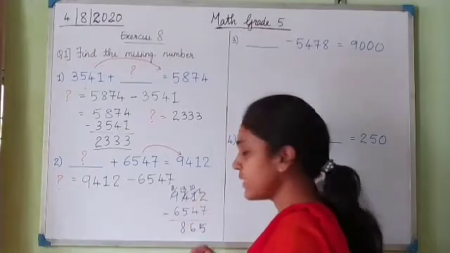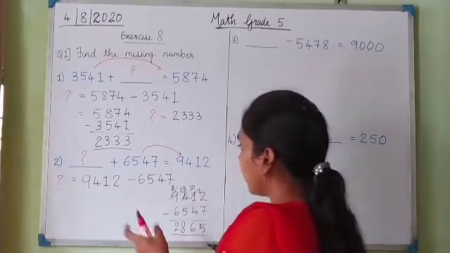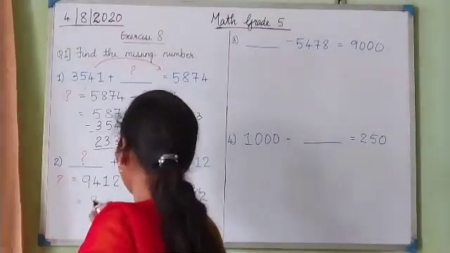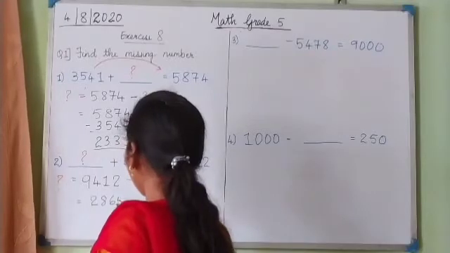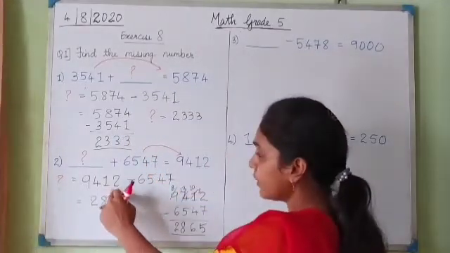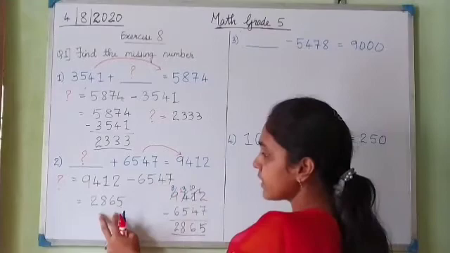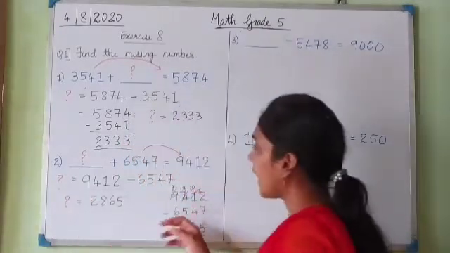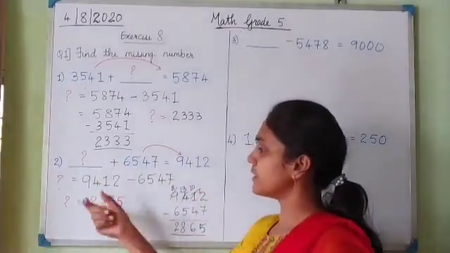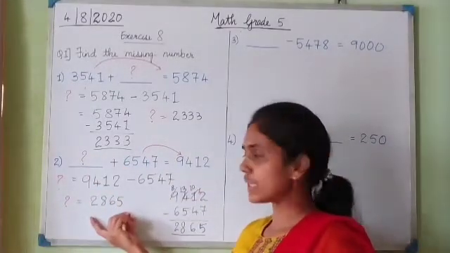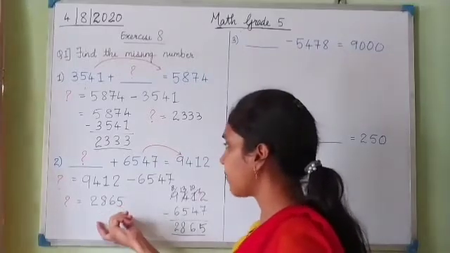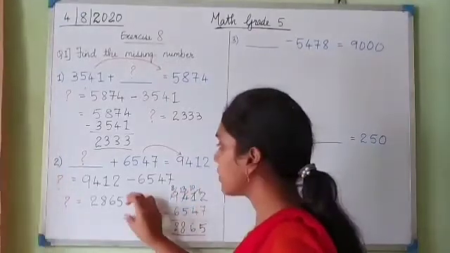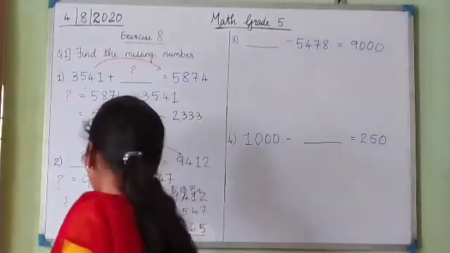And 8 minus 6 is 2. So this is our answer of the subtraction of these two numbers. So I write here the answer 2865. That means 9412 minus 6547 is 2865. And here is the missing number. So the missing number is 2865. So when we add 2865 and 6547, we get 9412. So this is our final answer.